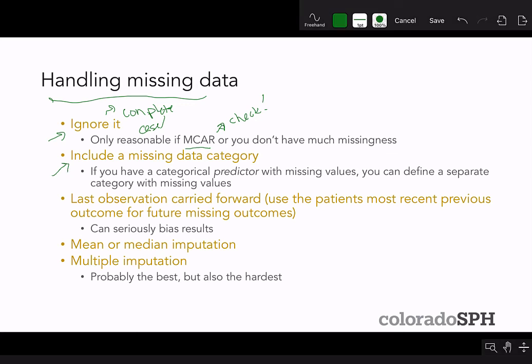Okay, so another thing that you can do is include a missing data category. And this really works better if you are missing in a categorical predictor rather than missing in some kind of outcome. But you can just define a separate variable with a missing value that is an indicator of whether or not you're missing values for that particular variable at that category. And this is generally not recommended because, surprise, it can introduce bias.